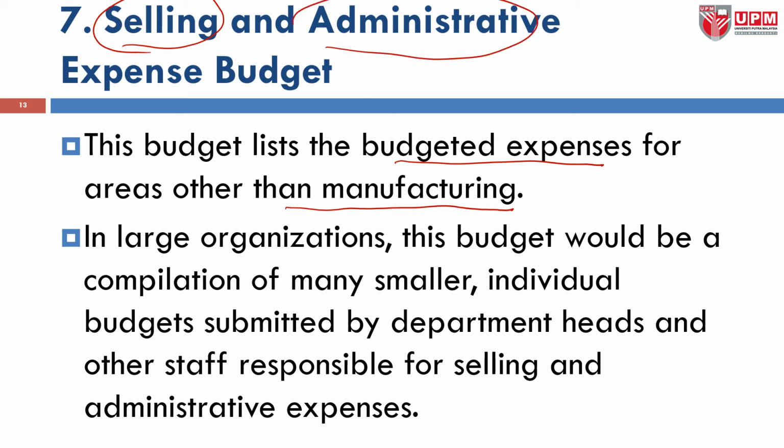In large organizations, this budget would be a compilation of many smaller individual budgets submitted by department heads. Imagine a company like UPM. It is a big company. It has many faculties and many departments. So each department and faculty will need to provide its own budget, and everything will be compiled into one big budget, along with other staff responsible for selling and administrative expenses.